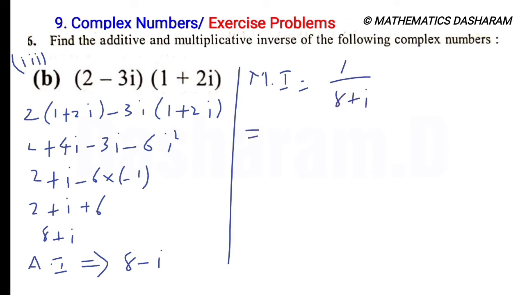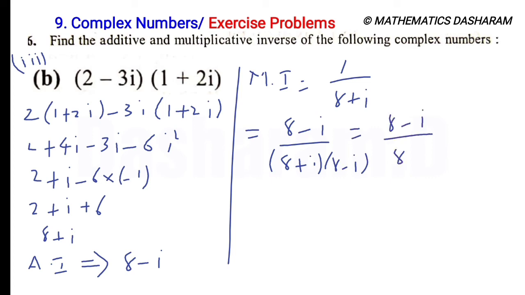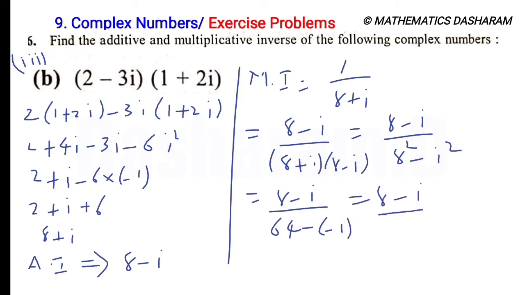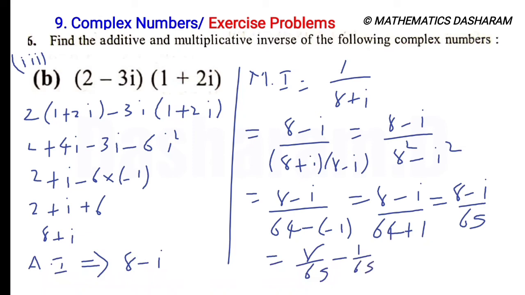So now take the conjugate of the denominator, 8 minus i. So (8 plus i) into (8 minus i). So it is equal to (8 minus i) divided by 8 square minus i square. So (8 minus i) by 8 square, 64, minus of minus 1. (8 minus i) divided by 64 plus 1. So it is equal to (8 minus i) by 65. So 8 by 65 minus 1 by 65 into i.